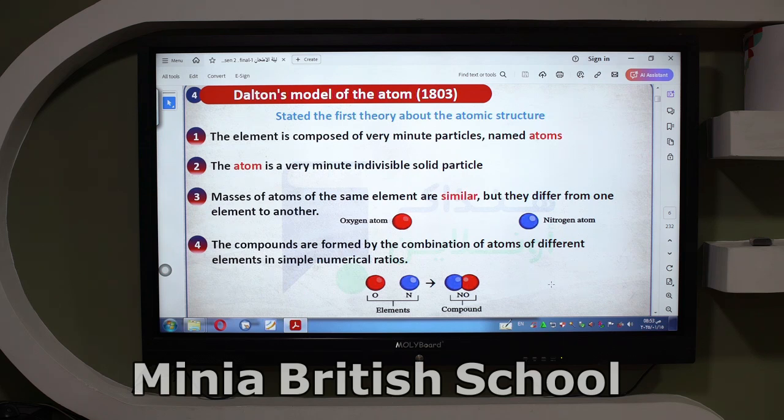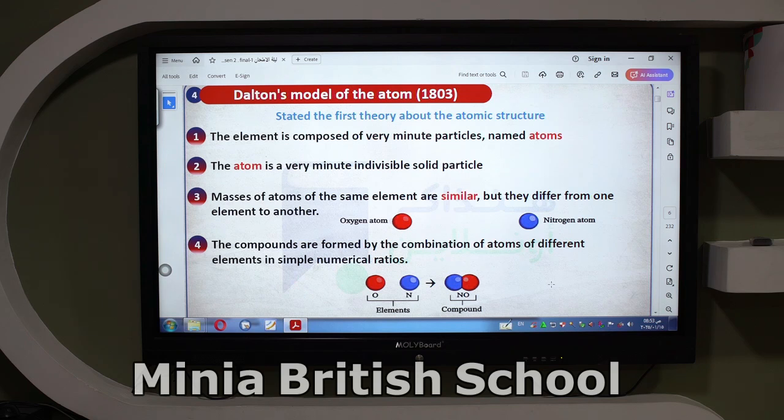About the Dalton model, he was the first scientist to have a theory about atomic structure. Number one, elements are composed of very minute particles named atoms. He gave a definition of the atom: a very minute indivisible solid particle. Masses of atoms of the same element are similar, but they differ from one element to another. So we have an oxygen atom and a nitrogen atom. Each one of them doesn't have the same structure or the same number of protons and electrons, so they are different from each other.